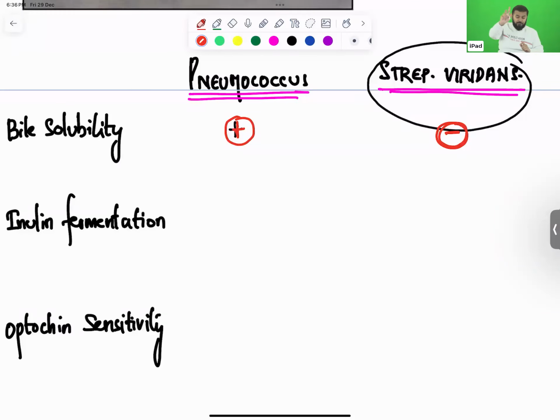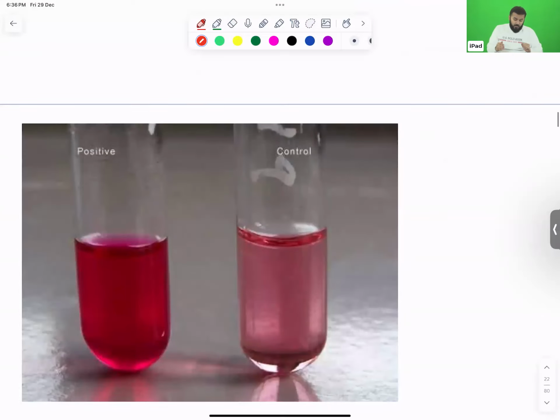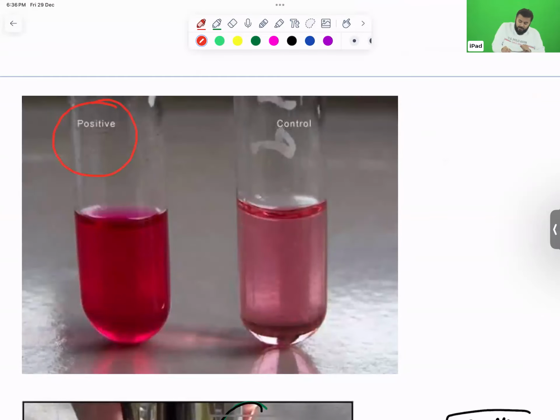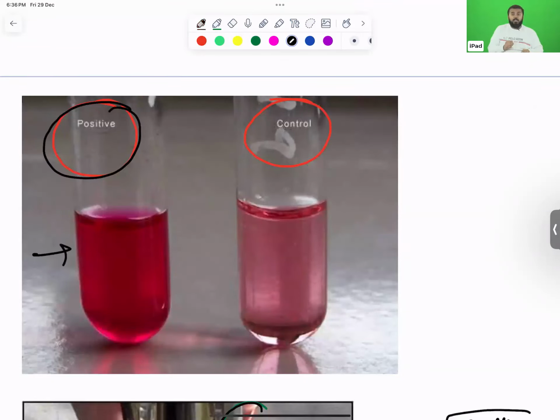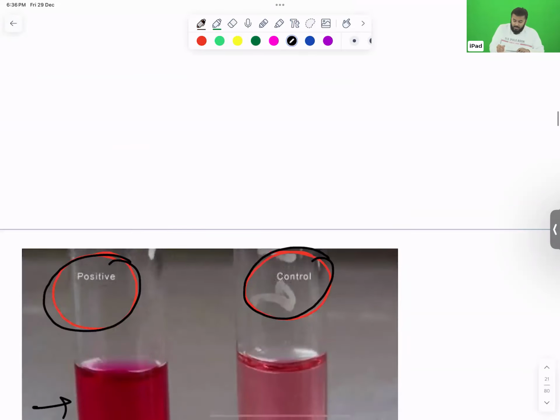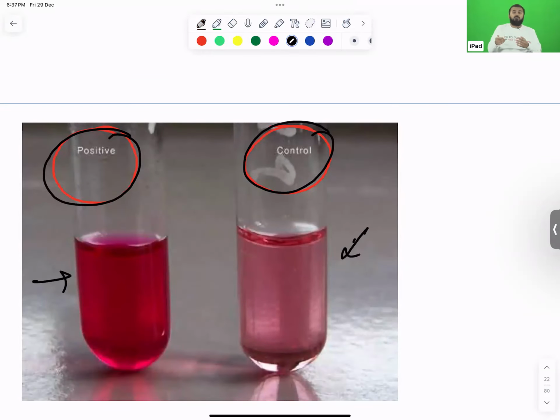First thing, okay. Second thing, inulin fermentation. Inulin kya hota hai? Inulin is like a starch. In your fruits, in bananas and all of these, you have this inulin. Can this bacteria ferment inulin or not? Look at this. It is positive. It is control. Control means negative, it couldn't. Positive means it is able to ferment inulin. Negative means it looks colorless in this way. It is unable to ferment inulin.